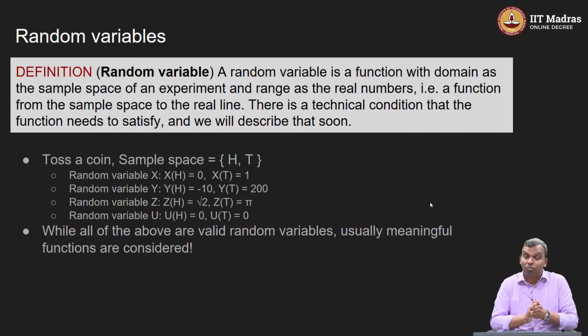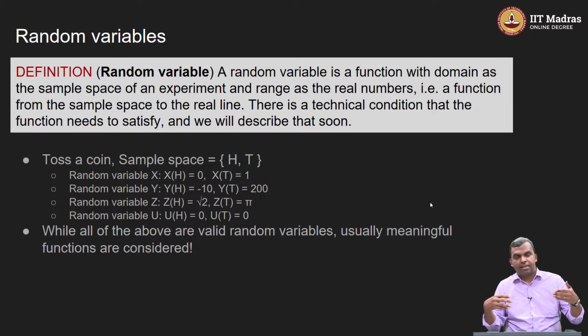So if you remember, we have a probability space, which is, there's an experiment and there are outcomes. And there's a sample space which contains all the outcomes, a set of all possible outcomes. And typically, this is the definition of a random variable. A random variable is a function with domain as the sample space of the experiment, and the range is the set of real numbers. Okay, so it takes the outcome to a number. Okay, so I'm saying number.